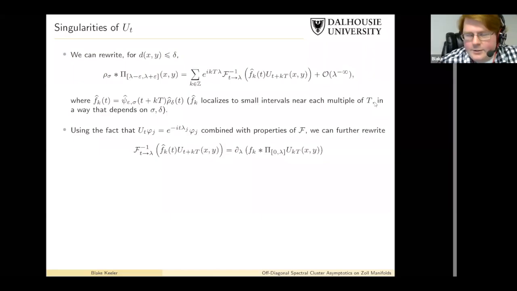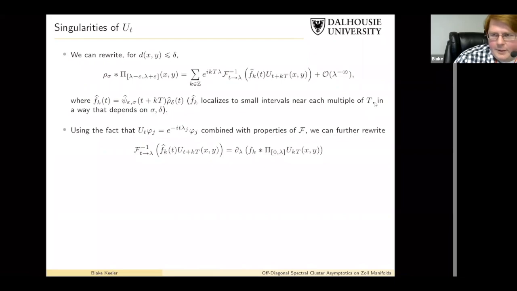Now, we are going to continue using some Fourier transform trickery in order to write this in an even more convenient fashion. You can use the fact that the half wave group acting on eigenfunctions is very explicit. We just get a multiplicative factor, e to the minus it lambda j, times the eigenfunction again. This is just the functional calculus for the Laplacian.